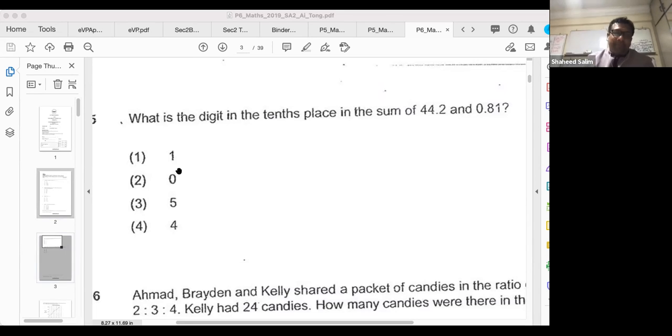Sum. You must find the sum first, then what is the digit in the tens place in your answer? Find the sum first, then what is the digit in the tens place?